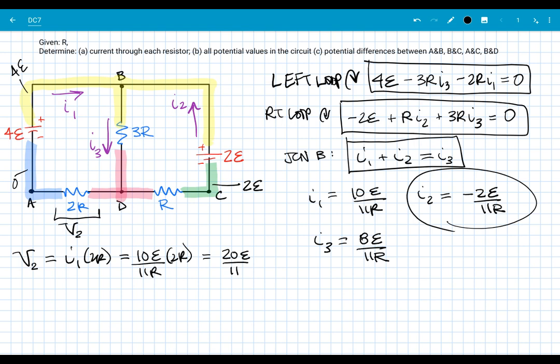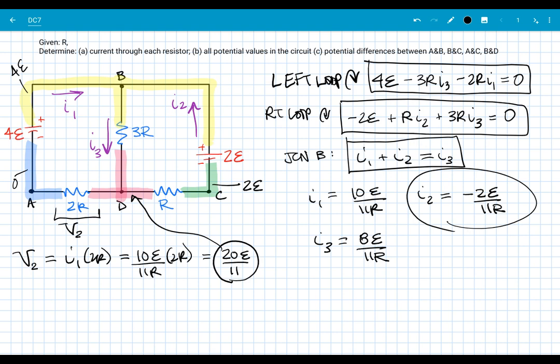So what that allows me to do then is to figure out what the value of the red is. So if I'm at point A, I'm at 0. Then when I go through the 2R resistor, I'm stepping up to that pink color. Pink is a higher elevation. And my step is equal to 20E over 11. So this elevation there is equal to 20E over 11 as well. Okay. And then once you have that, then we have all of the elevations, the potential values, same thing, right? Elevations in the circuit. And you can find any of the potential differences that you want there.